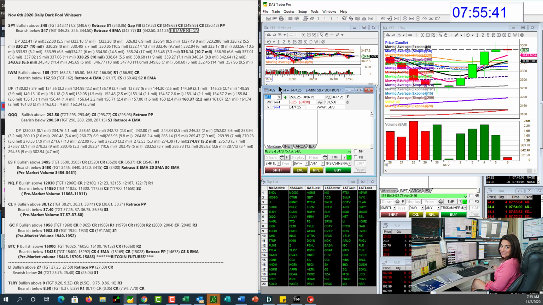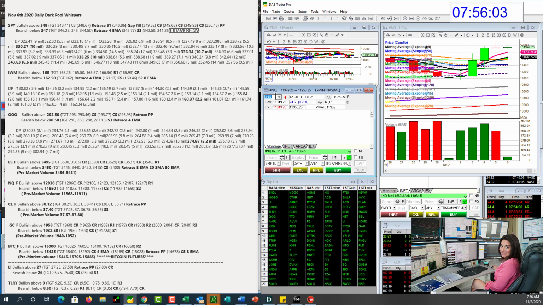All right, E-minis, we're going to be bullish above 3495. You can see there's some upward resistance right here on a 5 minute chart. We really have to break above that. 3500 level is pretty crucial as well. Bear below 3450. Let's head on over to the NASDAQ futures.